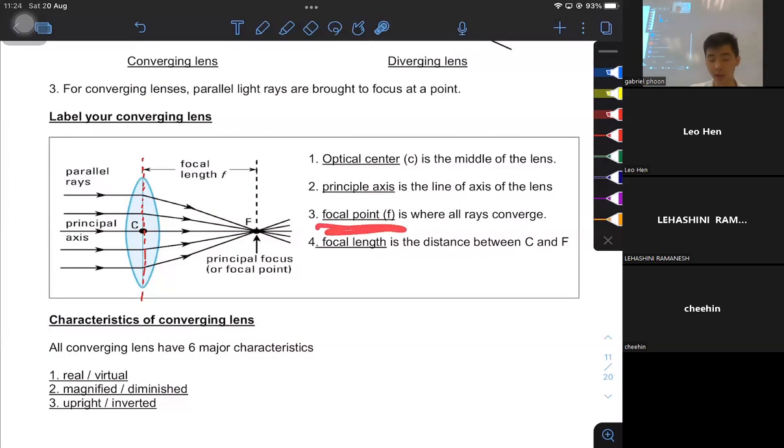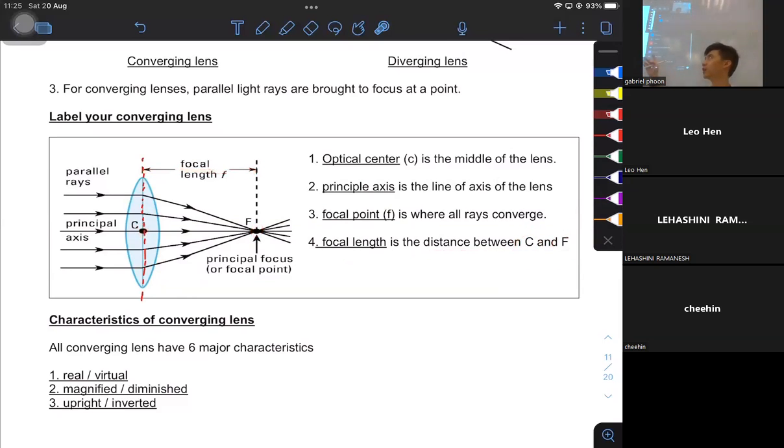The focal point, like I mentioned just now, is this point here, where all the light rays are supposed to converge. People with perfect vision will have a focal point exactly at the back of their eyes. And then obviously the focal length, which is a very important statement here, guys. For some reason, a lot of students always get this wrong. By definition, the focal length is the distance between the optical center and the focal point. So if this is the optical center and this is the focal point, then naturally this is your focal length.